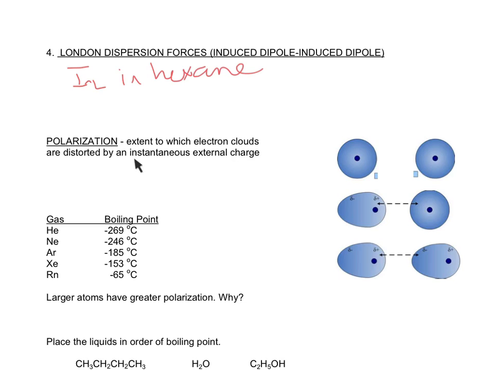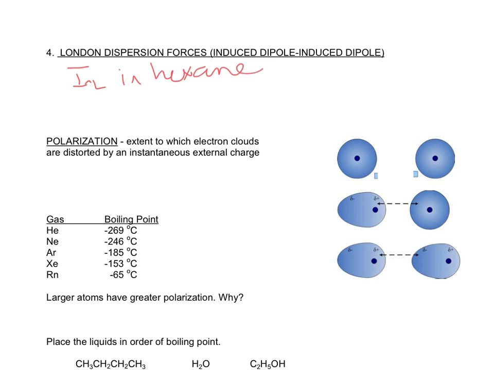Polarization is the extent to which that dipole is induced. So it's the extent to which the electron clouds are distorted by an instantaneous external charge. How much you're inducing the dipole is called polarization. High polarization means that you get a lot of distortion, or a lot of London dispersion. Low polarization means very low London dispersion.